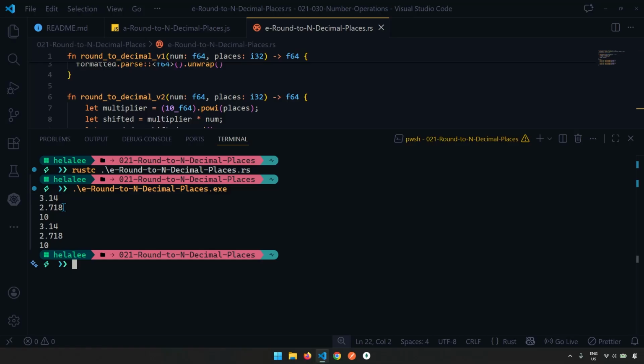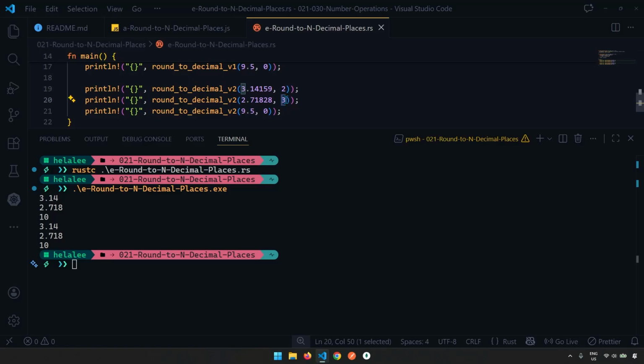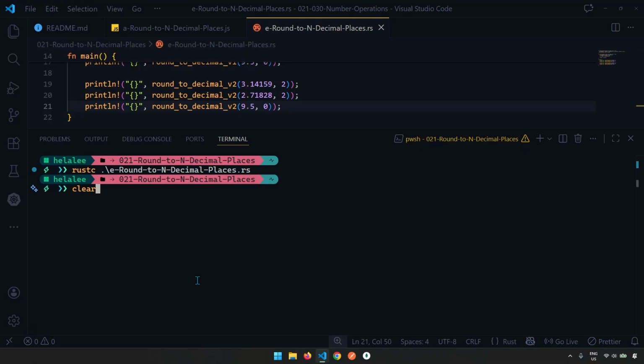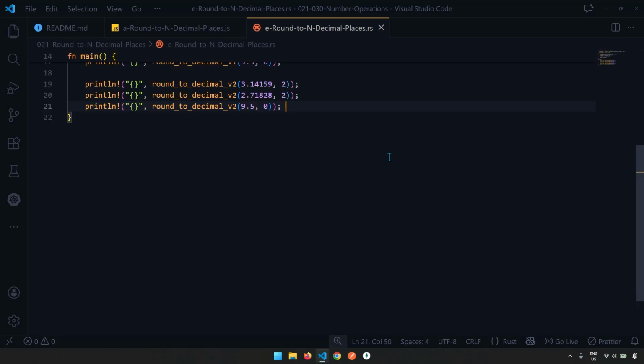So it is 3.14, 2.78, 10, and the same thing. Now, as you know, for the second one, I'm going to change this 2.71828 to 2 decimal places just to see that our rounding logic works. Clear, Rust, and then run the executable. There we go. It works beautifully. 3.14, 3.14, 2.78, 2.72, and then 10 is 10. Very good. So here is the solution in Rust.